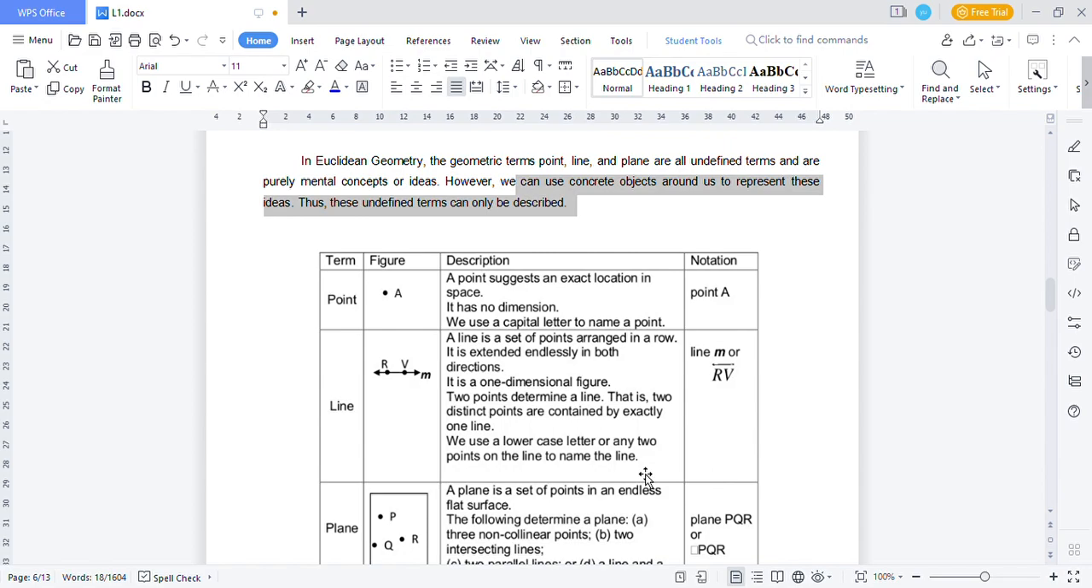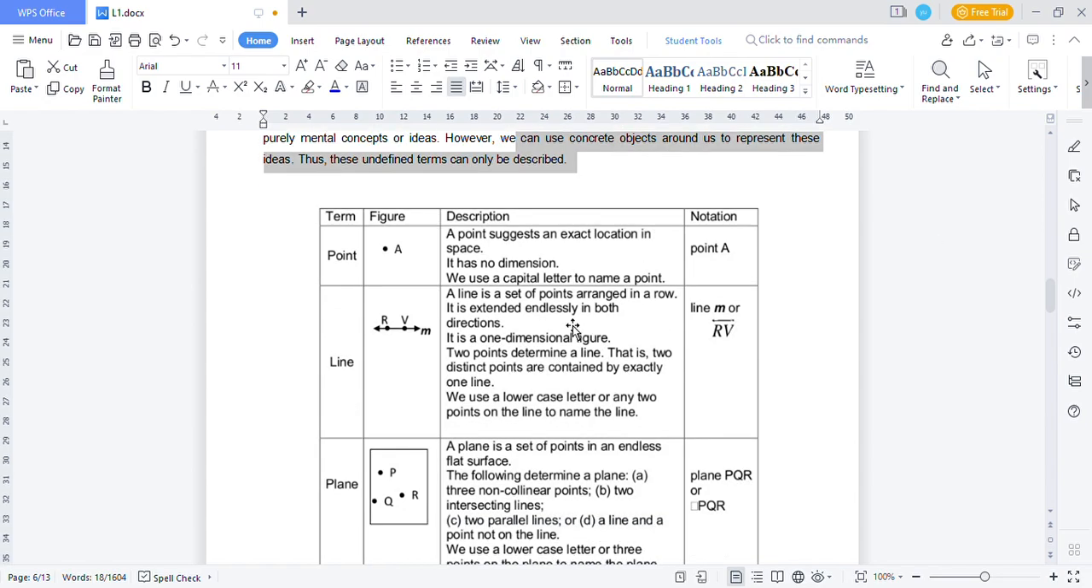So we use a lowercase letter or any 2 points on the line to name the line. So we have here the line M. Okay, this is the line M, and under the line M we have points R and V. Point R and point V. So when we connect the points, we have a line, and it is infinite, going to the right and to the left.